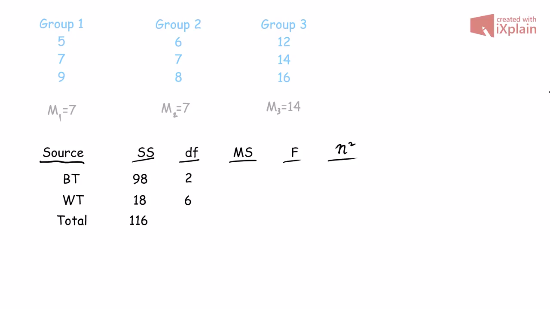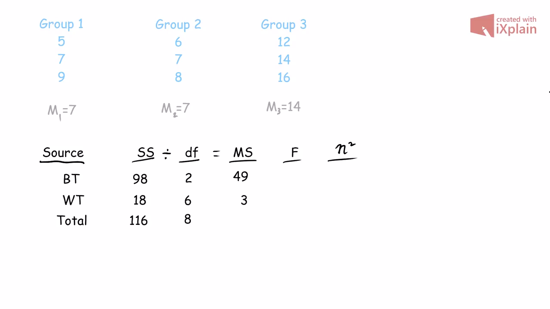As I said before, in order to get the mean squares, we are going to take this sum of squares and divide by the DF. So if we take the sum of squares, divide by the DF, we're going to get the mean square. So 98 divided by 2 in the first row, it's going to give us 49. 18 divided by 6 is going to give us 3. These are our mean squares.